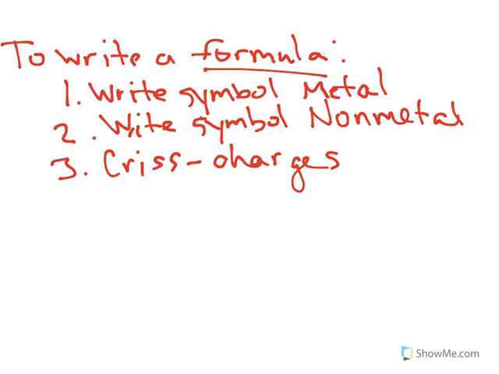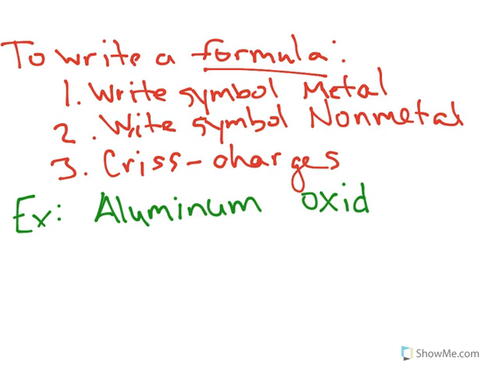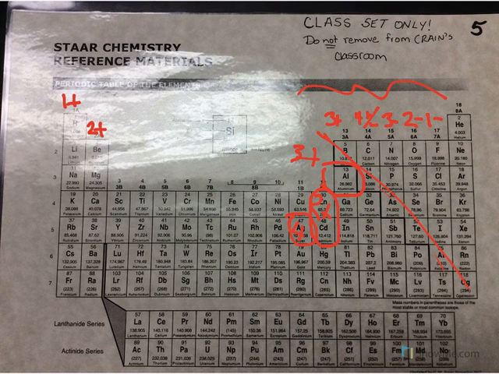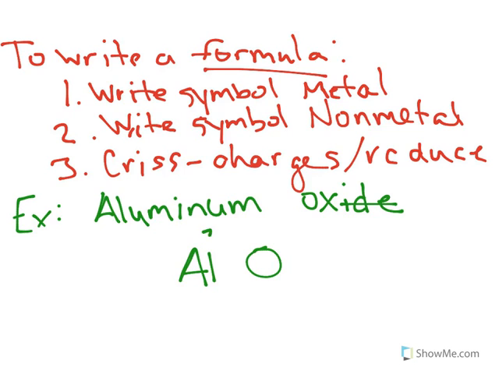Let's use one of our special friends. We have aluminum oxide. I did forget. Just like last time when we crisscross, if you can, you do reduce. So you crisscross and reduce. All right, so we have aluminum oxide. The symbol for aluminum is Al. Symbol for oxygen is O. So if we go to our chart, aluminum has a charge of 3 plus, and oxygen is 2 minus. So aluminum is 3 plus, oxygen is 2 minus.